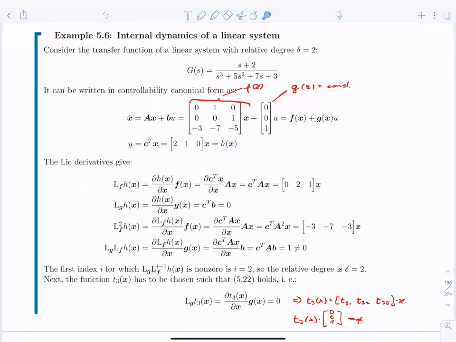Okay. And obviously, you can note that if you apply the Lie derivative formalism to a linear system, you always end up with expressions like C transpose times A times x, C transpose times A squared times x, C transpose times B, or C transpose times A times B. You always end up with these expressions. So maybe try this at home and just verify it. Obviously, we have a system with a relative degree of only 2, because this is always different from 0.